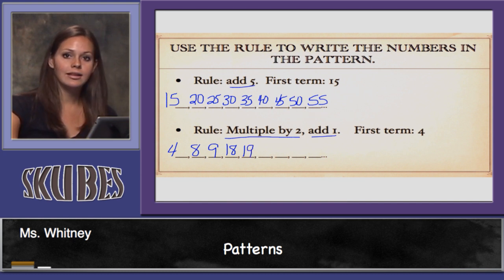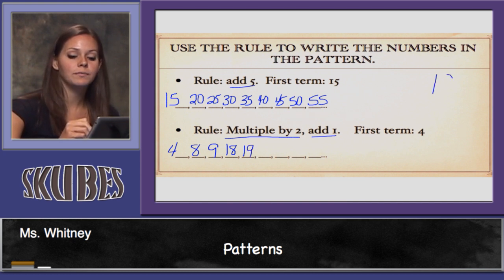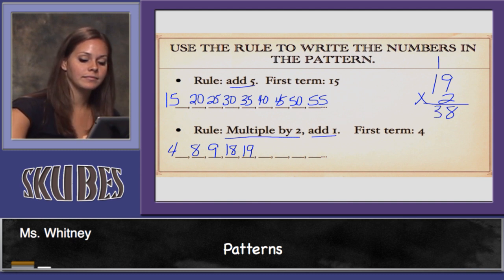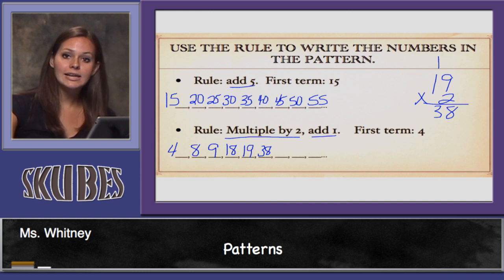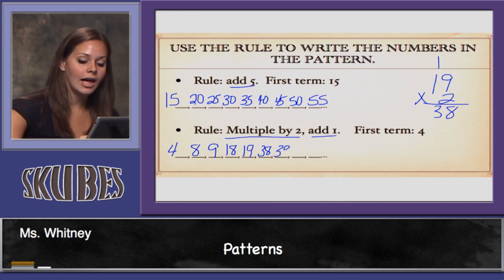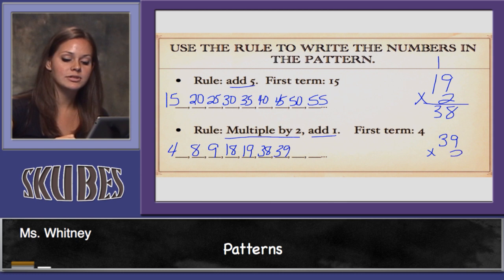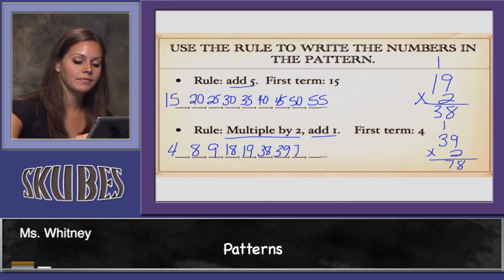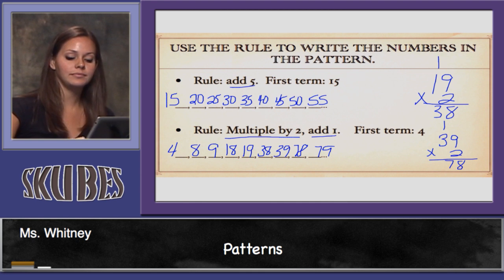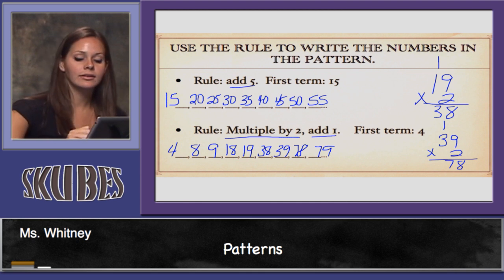I'm at 19. Now I need to multiply by 2. 19 times 2 is 38. Then I need to add 1. I'm at 39. I'll start again. I need to multiply by 2, so I have 39 times 2, which is 78. And then I need to add 1, which is 79. I can continue this pattern.